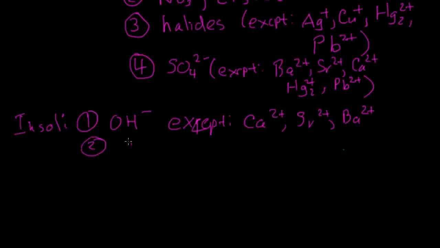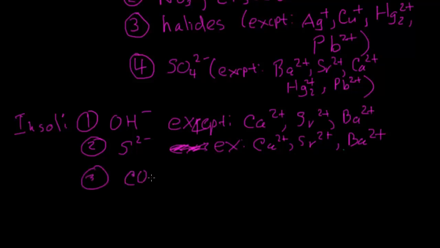Next, sulfides. So those are things with S2-, and our exceptions are, again, those things we've talked about up here, the group 1A metals, the ammoniums. There are exceptions. Calcium, again, strontium, again, and barium, again. So those guys are exceptions. Carbonates. All carbonates are insoluble, and there are no exceptions. Phosphate. All phosphates are insoluble, and there are no exceptions.